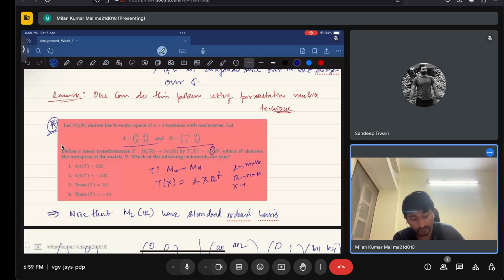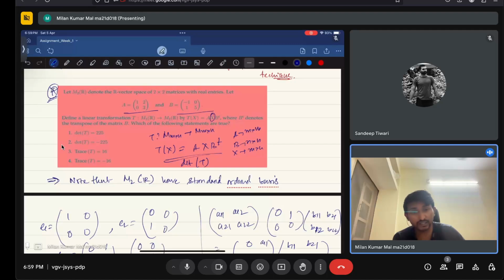So X must be an m by n matrix. So X is mapping from m cross n to m cross n in this way. In that situation, the determinant of T with the standard ordered basis, only with standard order, sorry, the determinant will always be the same, that doesn't matter. Determinant will be determinant of A to the power m, determinant of B to the power m. Okay, this is the general formula, you can use it.